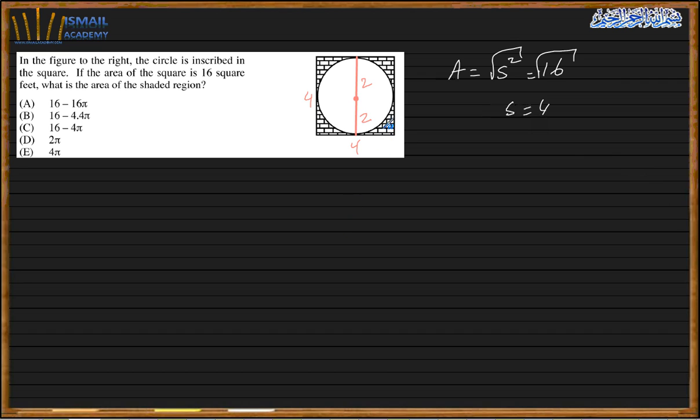To get the shaded area, I need the outer area minus the inner area. The outer area is a square, so the shaded region is the area of the square minus the area of the inner circle. The outer is a square, so it's 4 squared, minus the inner, which is pi times the radius squared. So this is 16 minus 4 pi, and C is my answer.